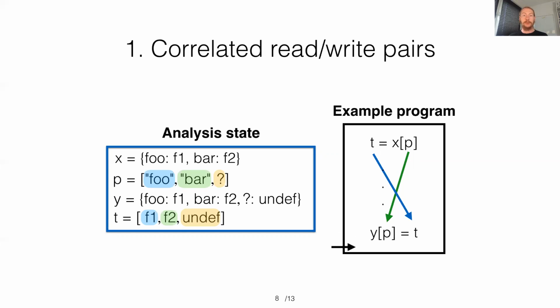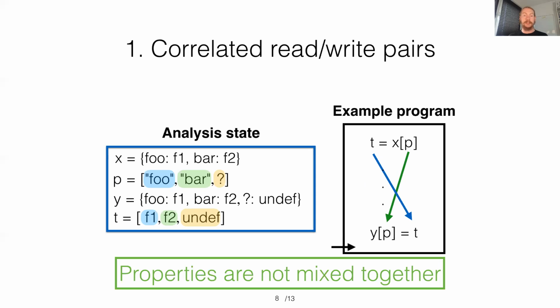Therefore, after the write, we have only written f1 to the foo property in y, f2 to the bar property, and undef to the unknown property. We have thereby avoided mixing the properties together, and we did it without introducing new analysis states or using a separate analysis.